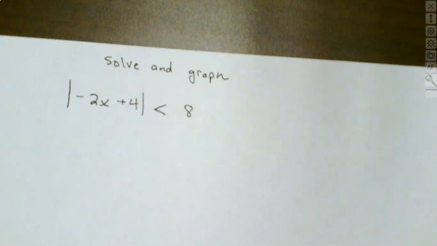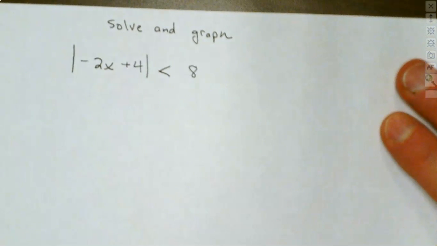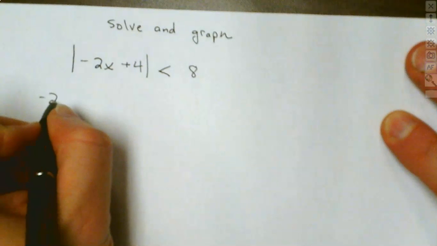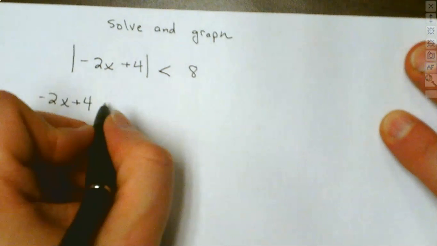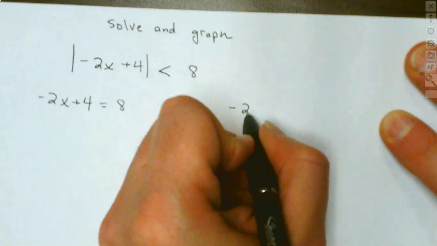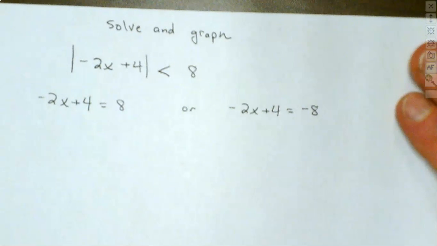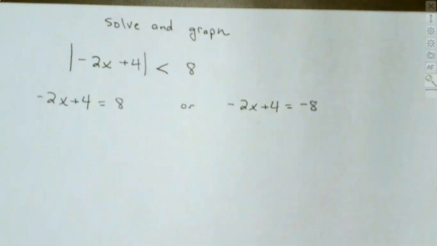So first thing we do is we treat it like an equality. So we need to get our two equations. What would our two equations now look like? Well, we have to solve minus 2x plus 4 equals 8, or minus 2x plus 4 equals negative 8. Remember, we have to get both of them. The or just means your answer can be either one. So now we're going to go ahead and solve it.